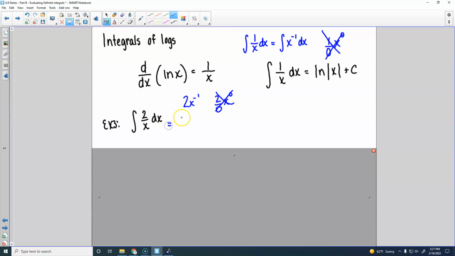So we're going to think of it like this: 2 times 1 over x dx. That would be equivalent to 2 over x. And so the 2 is just a coefficient. The integral of 1 over x is the natural log of the absolute value of x. And this one is not a definite integral, so we would put a plus c on the end.